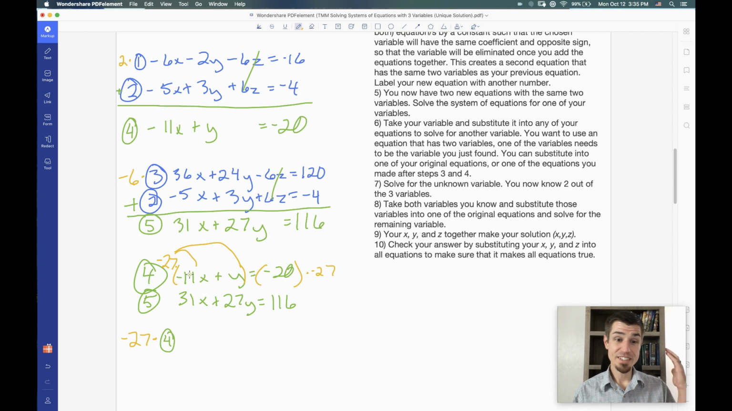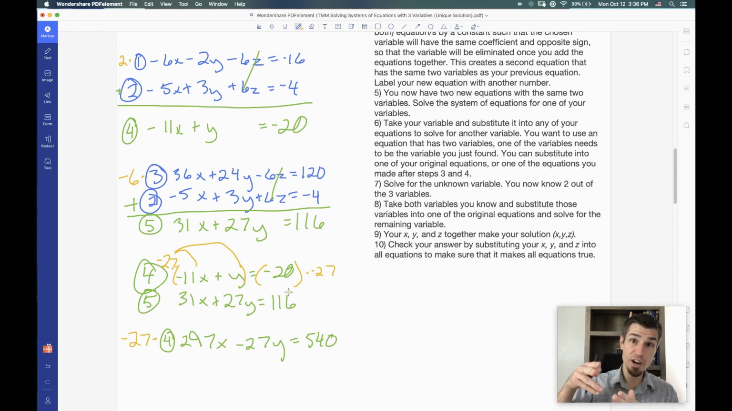So negative 27 times negative 11 gives us 297x. Don't be too impressed. I just used a calculator. Negative 27 times y is negative 27y equals 540. Don't let the big numbers scare you. We're doing the same process here.